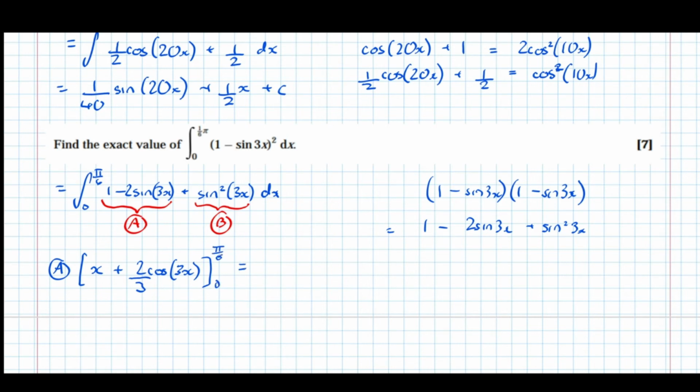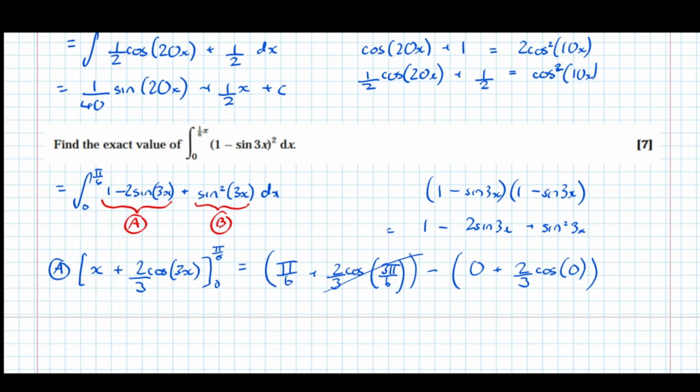So that is equal to, sub pi over 6 in, we get pi over 6 plus 2/3 cos of 3 pi over 6, minus 0 plus 2/3 cos of 0.